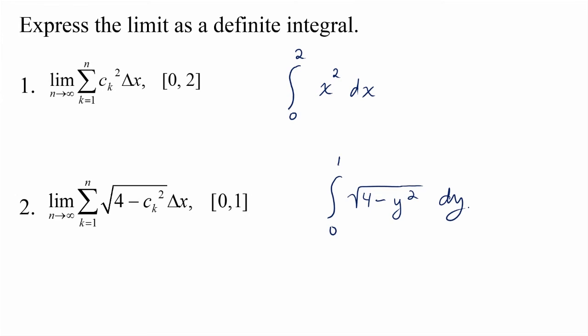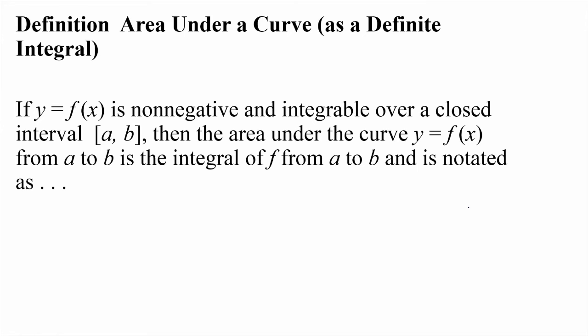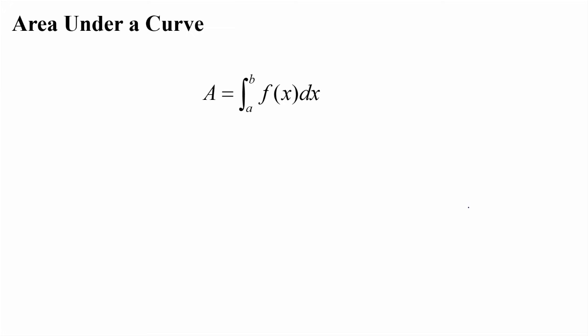We have approximated the area between a function and the x-axis with a finite sum. Now we can do that with an infinite sum, which is an integral. Definition: area under a curve as a definite integral. If y equals f of x is non-negative and integrable over a closed interval from a to b, then the area under the curve y equals f of x from a to b is the integral of f from a to b and is notated as the following. So the area A is equal to the definite integral from a to b of f of x dx.